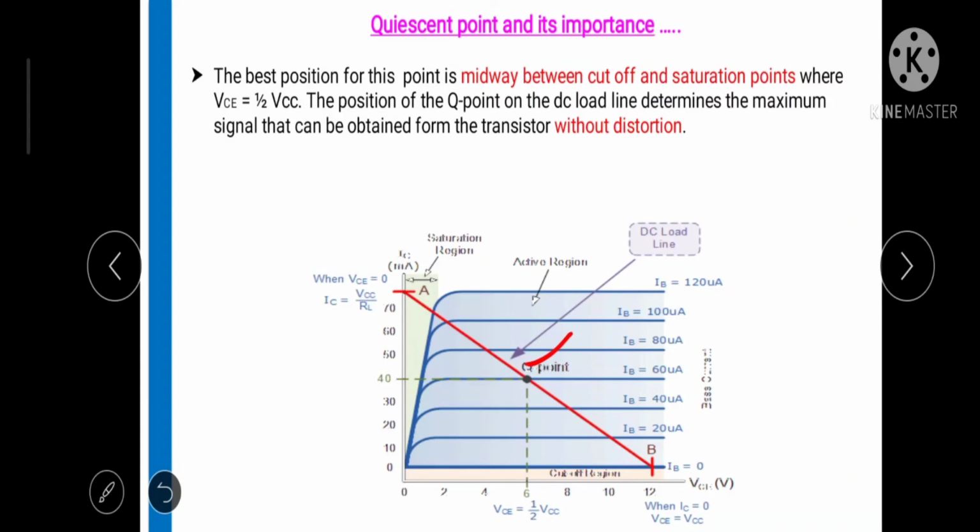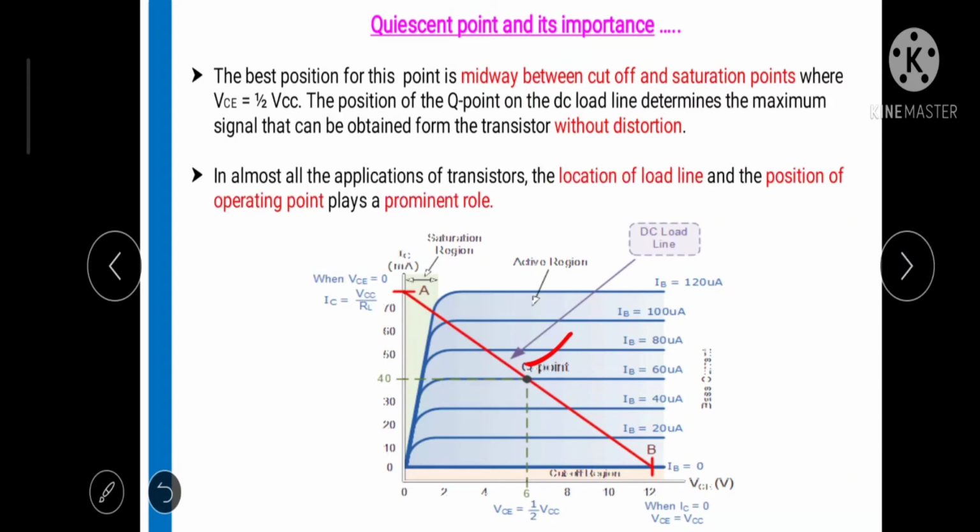The position of the Q point or operating point on the DC load line determines the maximum signal that can be obtained from the transistor without any distortion. In almost all applications of transistors, the location of the load line and the position of the operating point play a very prominent role. Particularly in amplifiers like voltage amplifiers, current amplifiers and power amplifiers, the location and position of this operating point is very important.